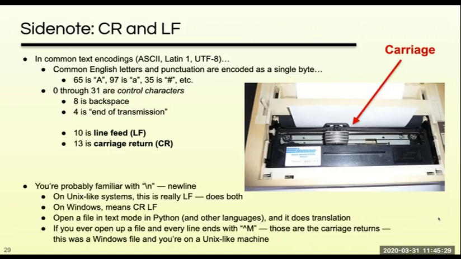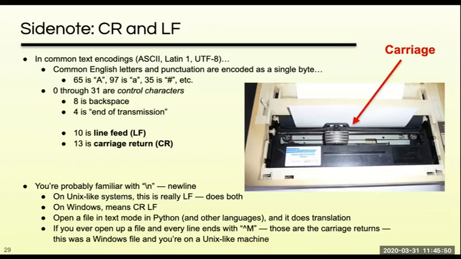So you're probably familiar with \n in a lot of programming languages for new line. On Unix-like systems, that just means line feed, but it basically does both there. On Windows, it means CRLF. If you open a file in text mode in lots of programming languages, it does the translation for you automatically.